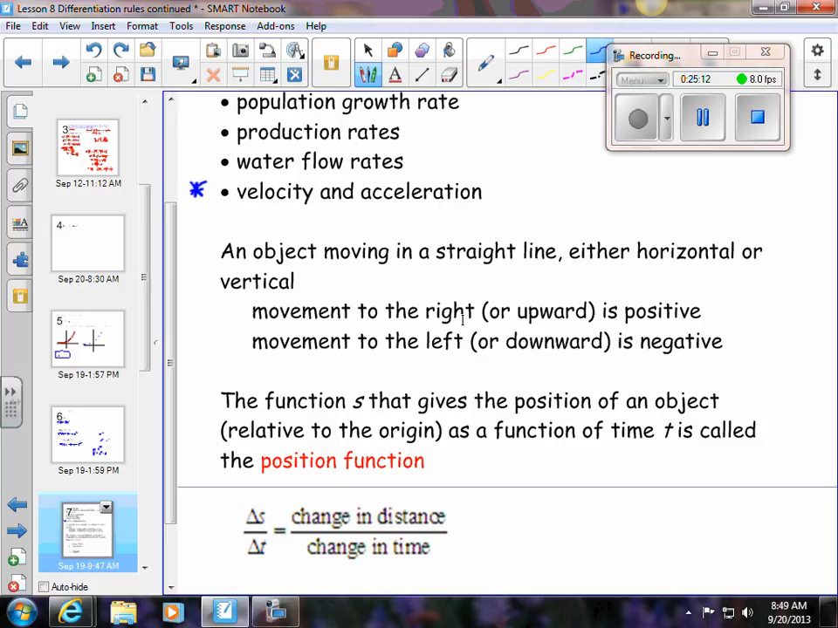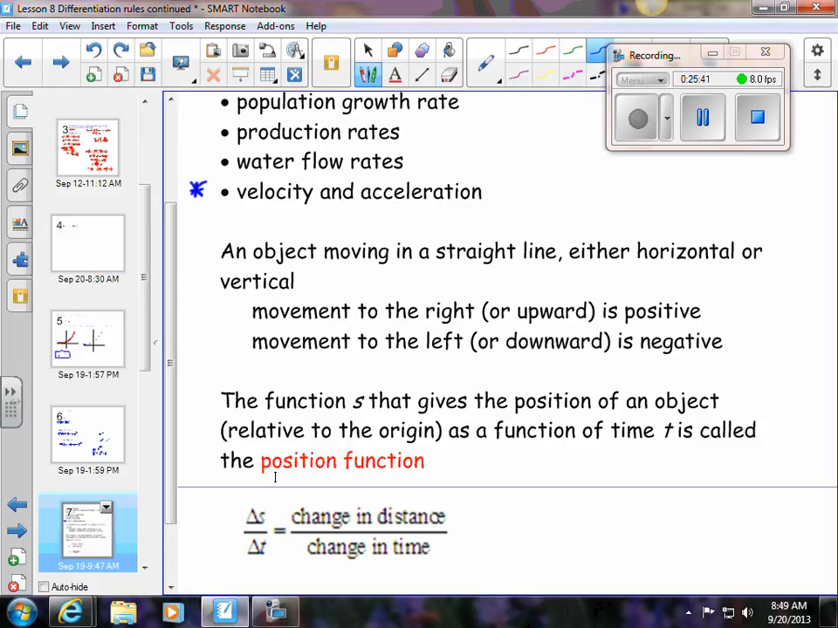If the movement is to the right or upward, we call that a positive movement. Just like it sounds, if you're going up, that's positive. If you're going to the right, that's positive. Think of the coordinate plane, the positive y-axis, the positive x-axis. But if it's moving to the left or down, then we think of that as negative.